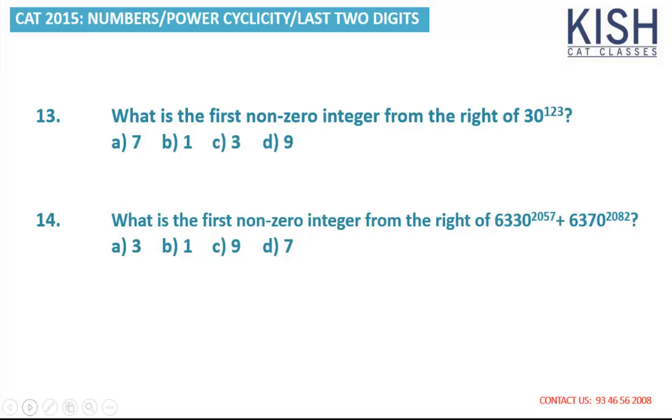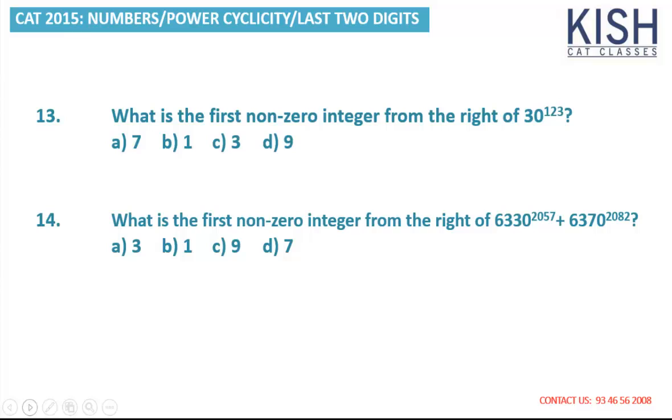You can solve them. In the next video, I'm going to give you the solutions for all these 14 questions. And the non-zero integer from the right of 3 power 123, that's very easy. Try on your own. If you feel that you are unable to get it quickly, then you can absolutely watch the video. Now solve all these 14 questions. With this one, I finish power cycles, power cyclicity of numbers.